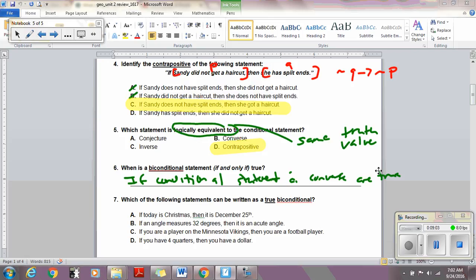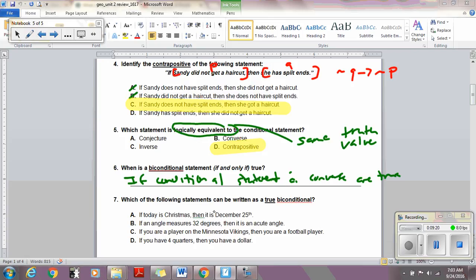So let's start reading our choices. If today is Christmas, then it is December 25th. That is a true statement. Christmas is December 25th every single year, no matter what day it falls on. That is a true statement.